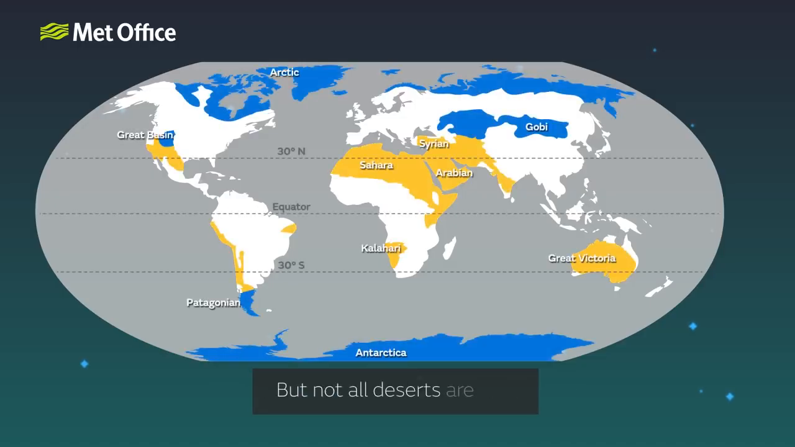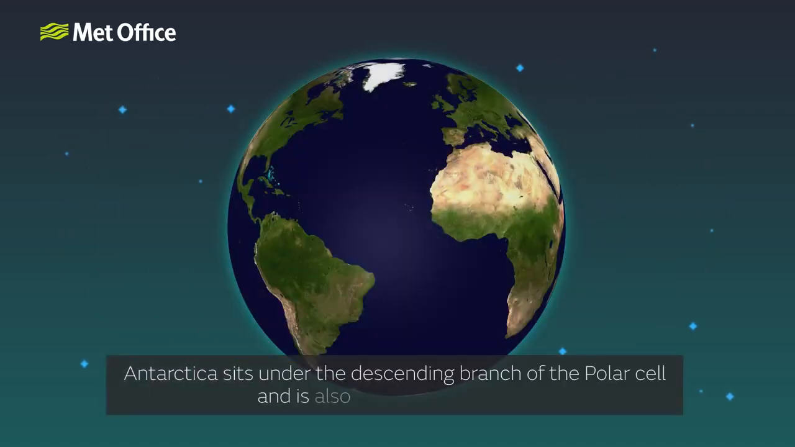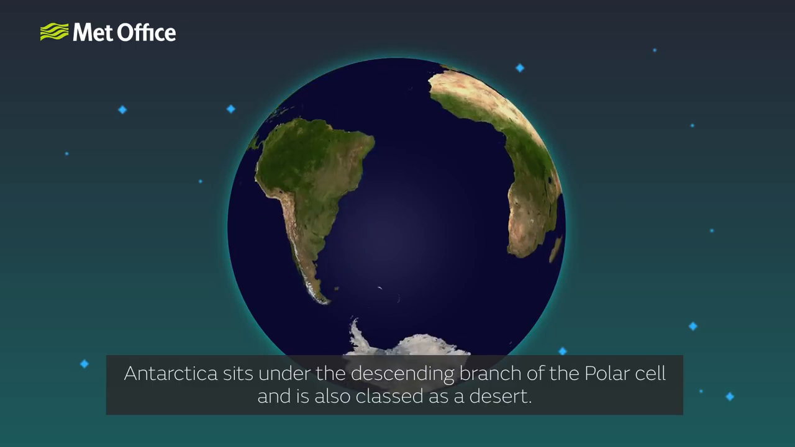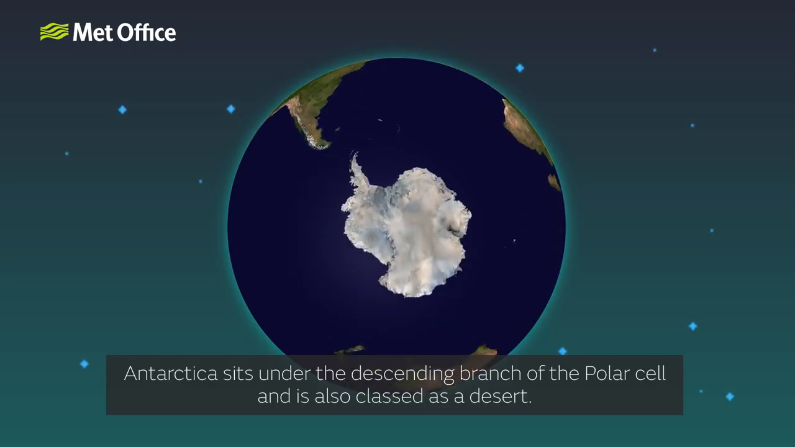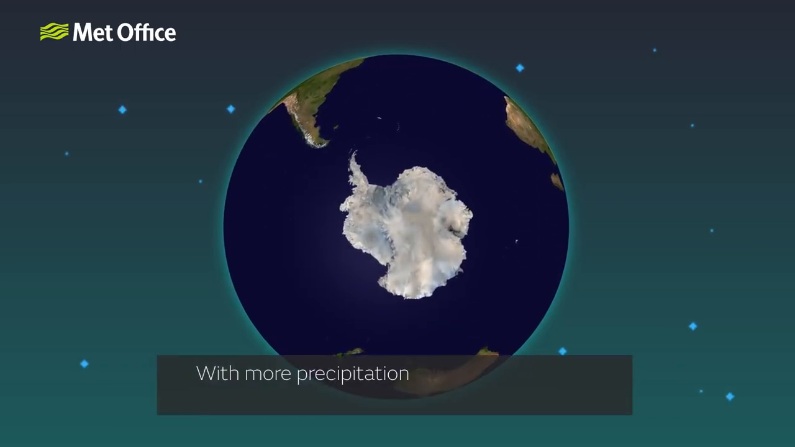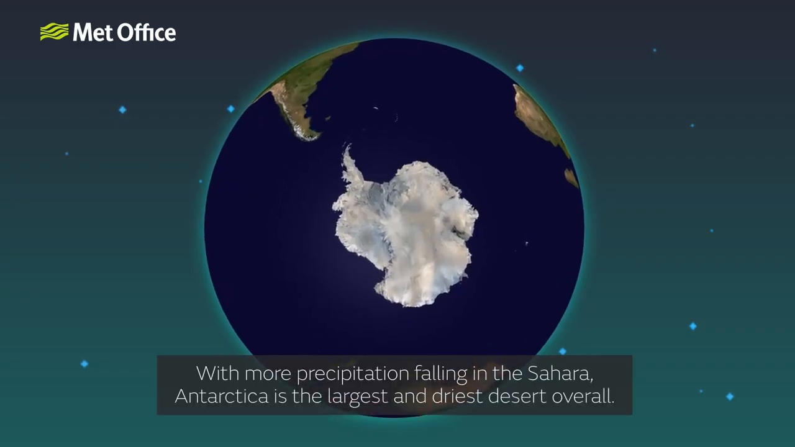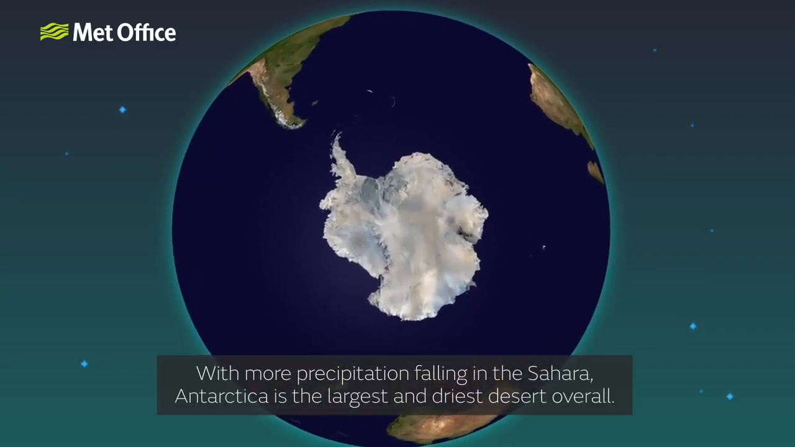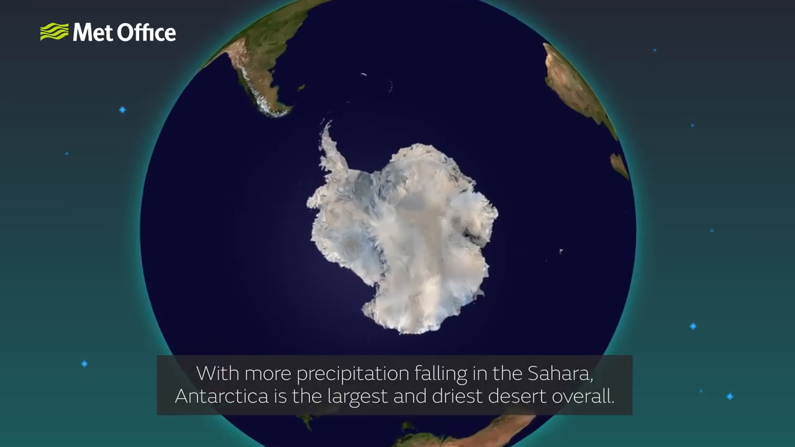But not all deserts are hot. Antarctica sits under the descending branch of the polar cell and is also classed as a desert. With more precipitation falling in the Sahara, Antarctica is the largest and driest desert overall.